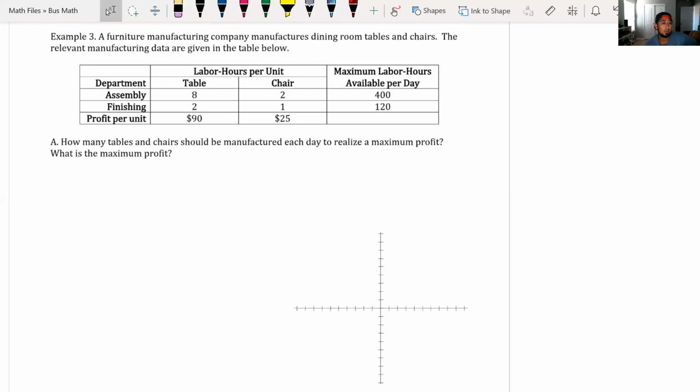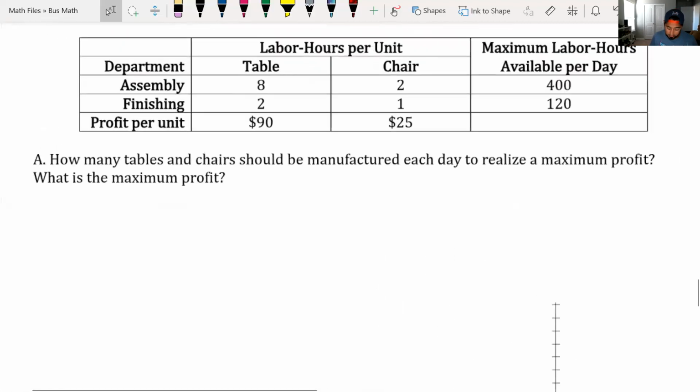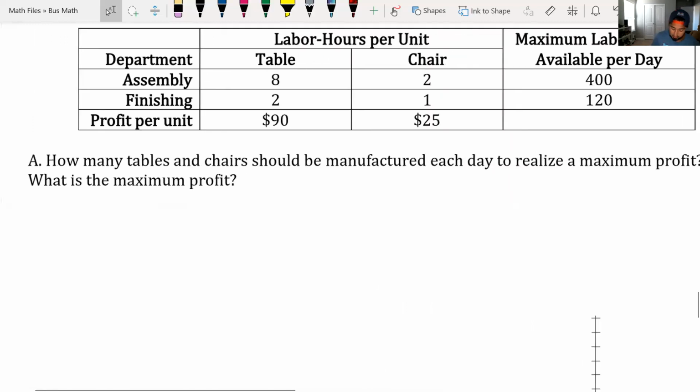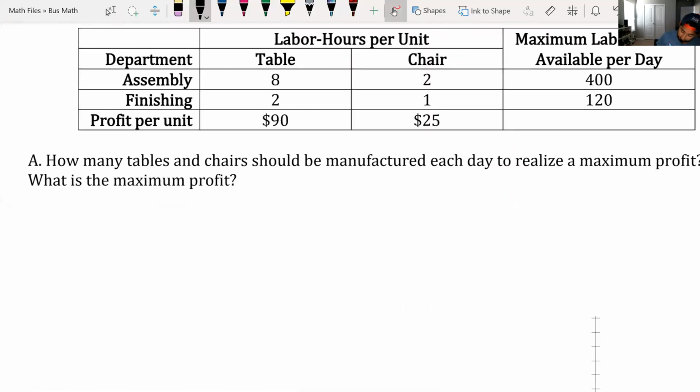All right. How many tables and chairs should be manufactured each day to realize the maximum profit, and what is the maximum profit? So this means we need to create our system of linear inequalities, and we also have to create the objective function. And all that information is given to us in the table above. So let's create our system of linear inequalities.